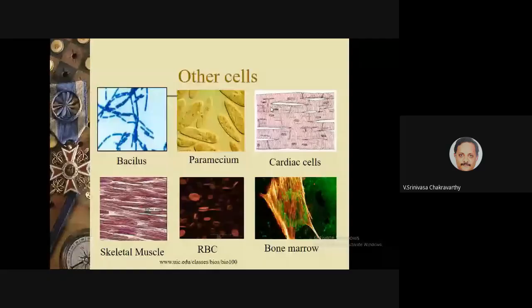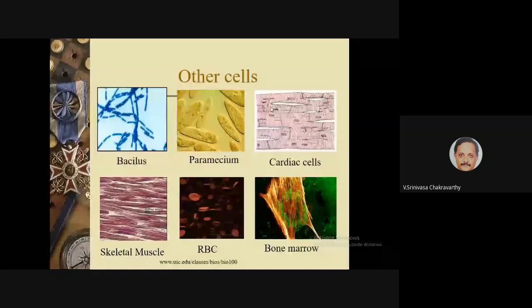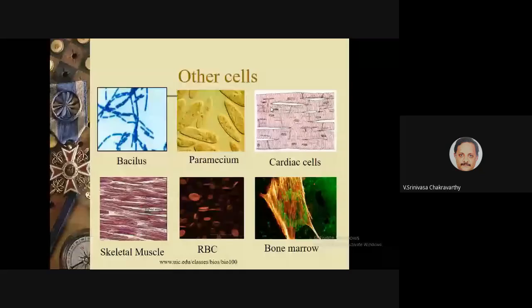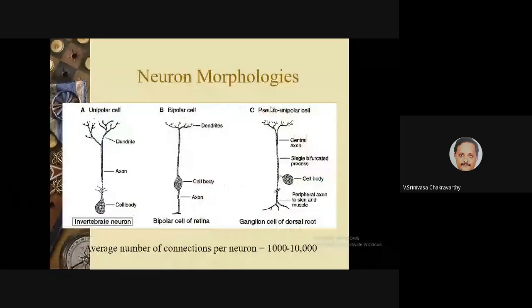Let's look at some pictures of different kinds of cells. Here, bacillus, bacterium, paramecium. A typical cell is a fluid-filled blob, shapeless. But some bacterial cells are like rods. Cardiac cells are slightly extended. They are not like a blob, but have an interesting structure. Then skeletal muscle is like short strings. An RBC is like a donut. And a bone marrow cell has a little stringy structure. It's not like a blob. But none of the cells compare with the intriguing nature of the neuron.